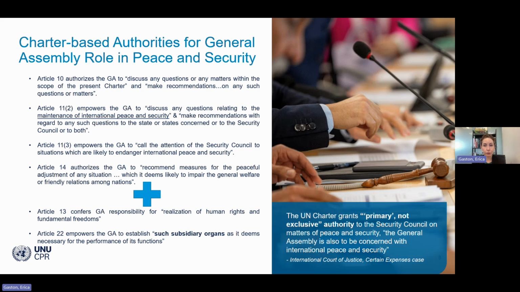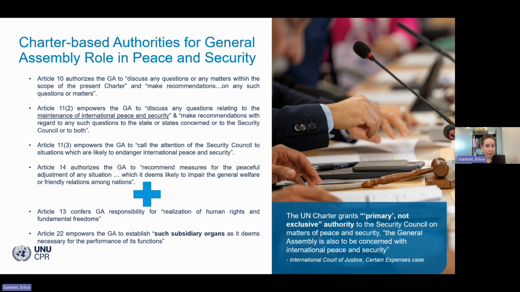And those charter-based authorities also specifically call out the General Assembly's role to make recommendations regarding these matters to the states concerned or to the Security Council, almost creating a built-in accountability mechanism for the GA, particularly to call to the attention of the Security Council situations that are likely to endanger peace and security.